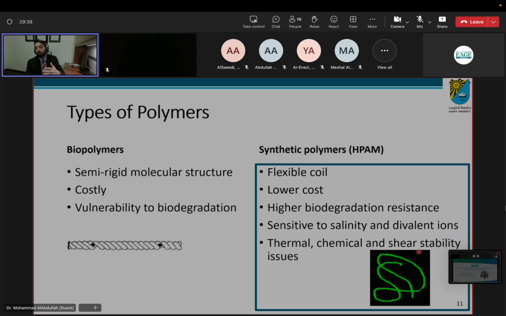The feasibility of being able to produce that synthetic polymer gives it all the advantages compared to biopolymers. That's why synthetic polymers are what's usually used in enhanced oil recovery, let's say for sweep efficiency improvement and field implementation. You would rarely find biopolymers being used. They're more costly and vulnerable to biodegradation, which we're not going to talk about. So we're here focusing on these flexible polymers. They're just like coils. Let's see what is going to happen.